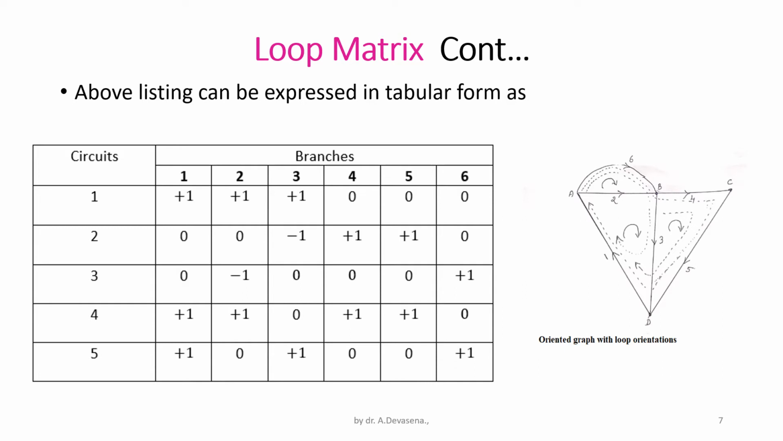Now consider circuit 2. In this circuit 2, we have 0, 0, -1, +1, +1, 0. In circuit 3, we have 0, -1, 0, 0, 0, +1. For circuit 4, +1, +1, 0, +1, +1, 0. For circuit 5, +1, 0, +1, 0, 0, +1.